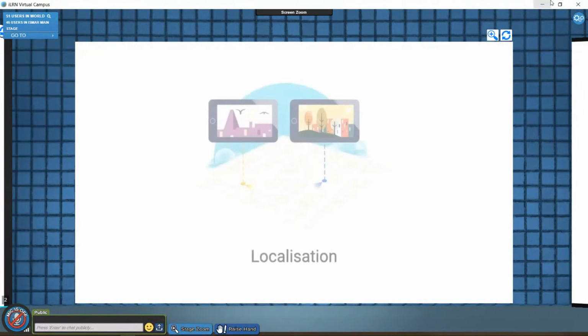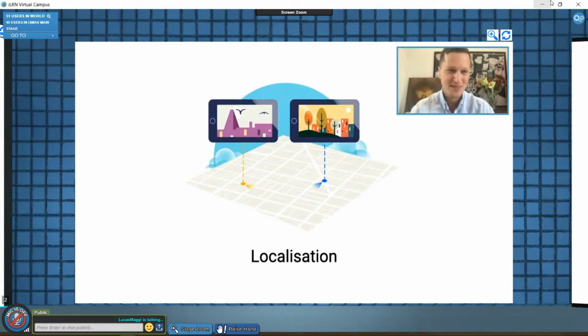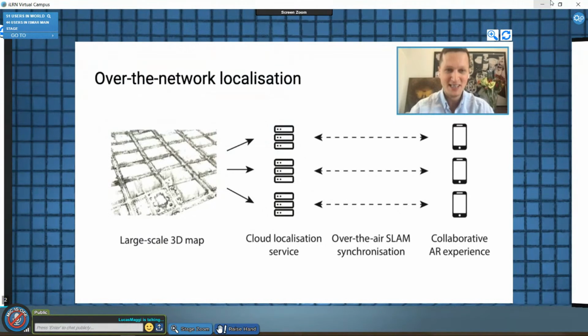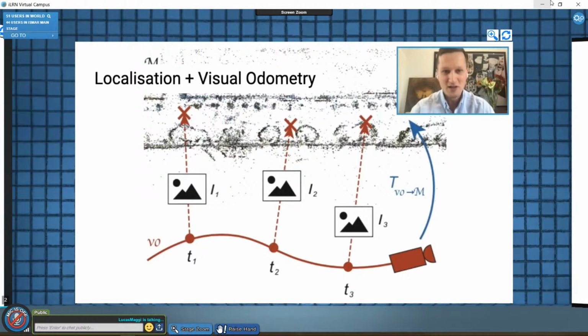Next, let's talk about localization in this map. As said before, the map is very large, and because of this, it has to live in the cloud. To allow real-time localization, every smartphone is running its own visual odometry system that is being synchronized with this map. This synchronization consists of computing transformation between local and map coordinate system. It is done by sending pictures to the cloud to determine their position in the global map. And from the knowledge of their both local and map coordinates, the resulting transformation can be computed.